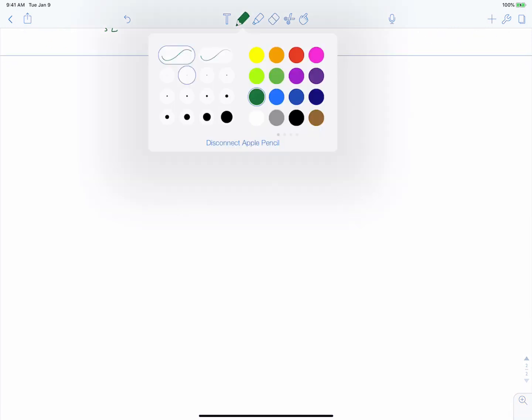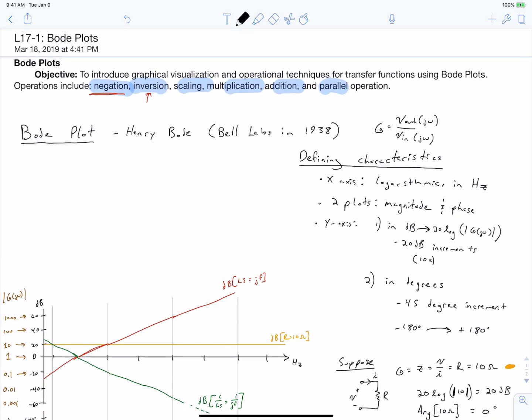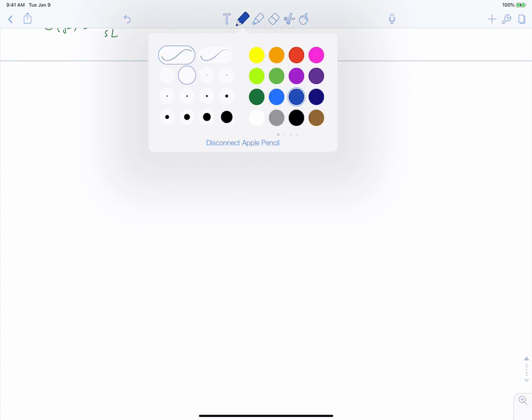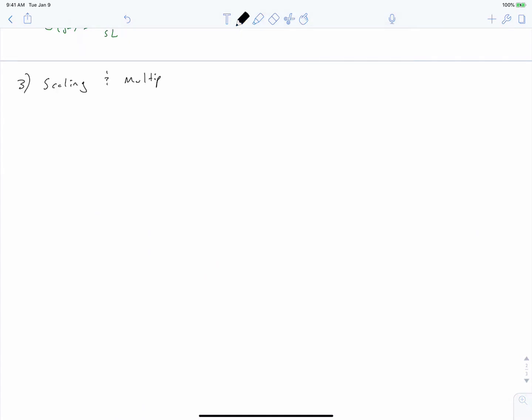The next property that we're going to discuss, the next operational technique, is multiplication and scaling. So we're going to do this in one shot. So if you go up to the top, we had said scaling and multiplication. Now we'll do this together as one item, because scaling is a simpler form of multiplication. And scaling and multiplication means that we have a transfer function which consists of the multiplication of two existing transfer functions. So in this case, we'll say it's g1 of s and g2 of s.